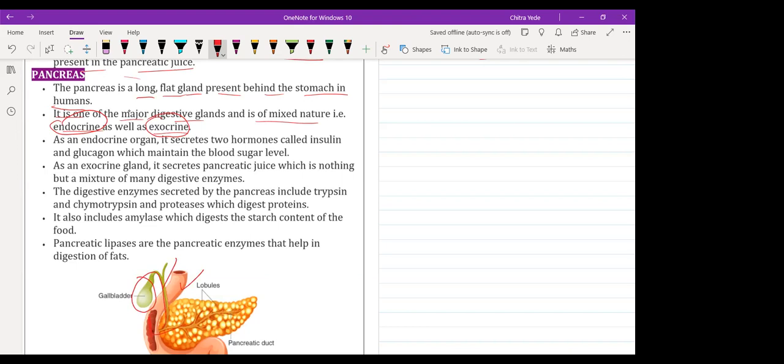As an endocrine organ, it secretes two hormones called insulin, which controls the glucose, and glucagon, which maintains the blood sugar level. The glucose level in the blood is maintained by it only.